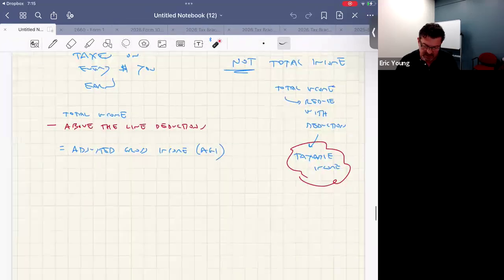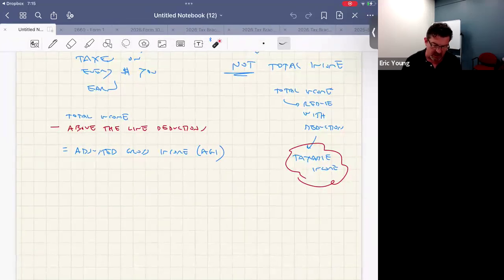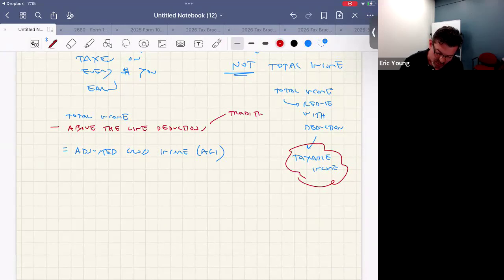So above the line deductions reduce your total income. For most people, for most of my clients, and for most of you, your above the line deductions would include traditional IRA contributions, not the Roth. Remember, we said in our retirement lecture that an IRA contribution, a traditional contribution, gives you a tax break now.